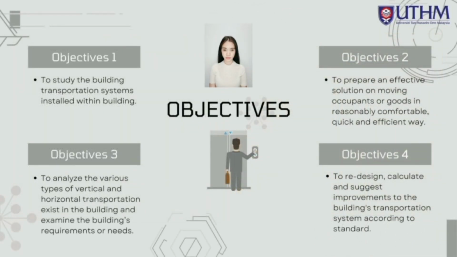The first objective is to study the building transportation systems installed within the building. The second objective is to prepare an effective solution on moving occupants or goods in a reasonably comfortable, quick and efficient way. The third objective is to analyze the various types of vertical and horizontal transportation that exist in the building and examine the building's requirements or needs. And lastly, the last objective is to redesign, calculate and suggest improvements to the building transportation system according to standard.